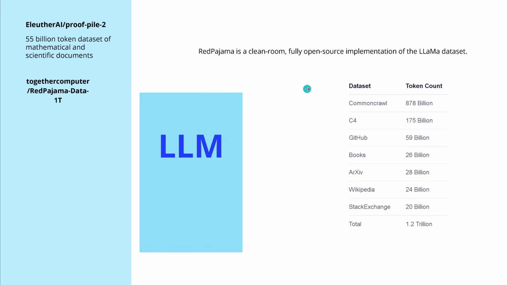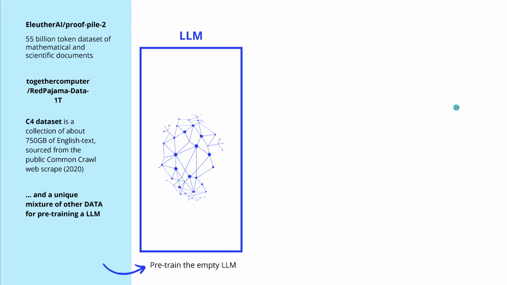But of course, when people started to rebuild open source datasets like RedPajama, they did it with those datasets: Common Crawl, C4, GitHub, Books, arXiv, Wikipedia. And then you end up with a little bit more, about 1.2 trillion tokens for your dataset. So we take here the Together Computer RedPajama data, the 1.2 trillion token dataset. You also find it on Hugging Face. Great. And then you have maybe some historical dataset, the C4 dataset from 2020.